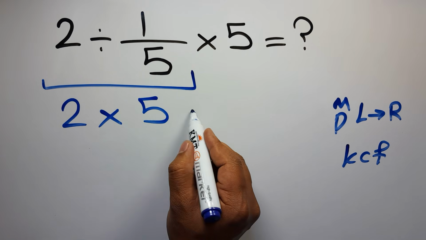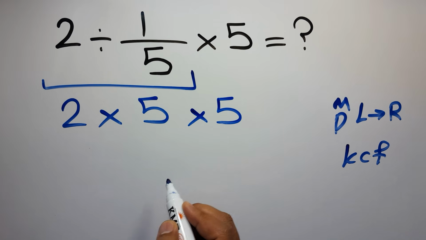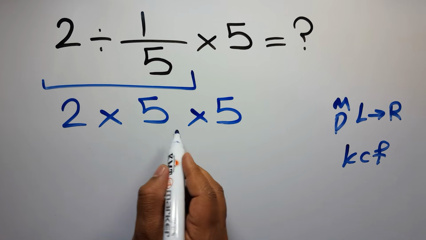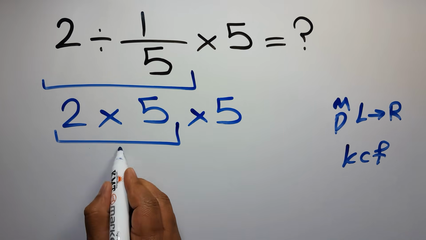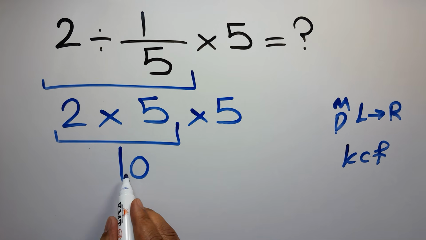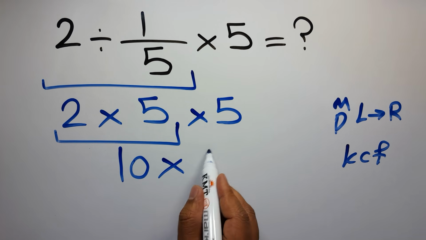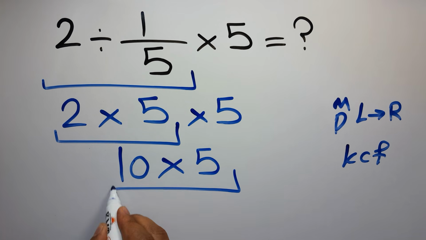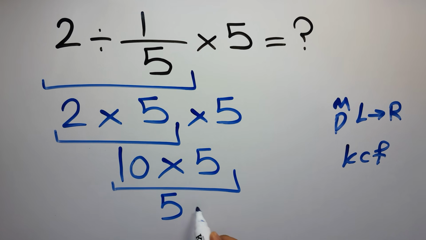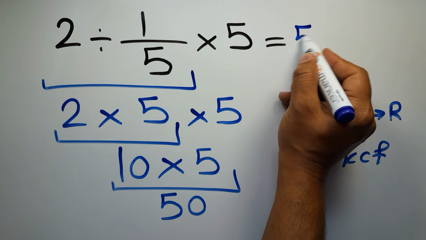And again here we have times 5. Okay. 2 times 5 equals 10. So we have 10 times 5, which equals 50. And this is our final answer to this problem. The correct answer is 50.